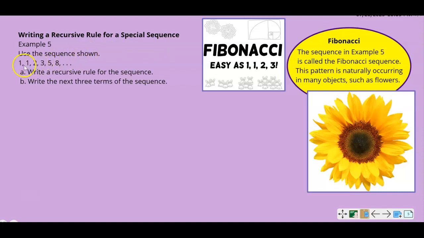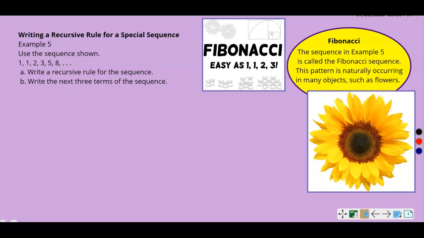We can quickly see that this is not arithmetic. It's also not geometric, but it says to write a recursive rule for the sequence. So what is the pattern? We need to see, what do we notice? So 1 plus 1 is 2. 1 plus 2 is 3. 3 plus 5 is 8. So it looks like you're adding the 2 previous terms in order to get to the next term.